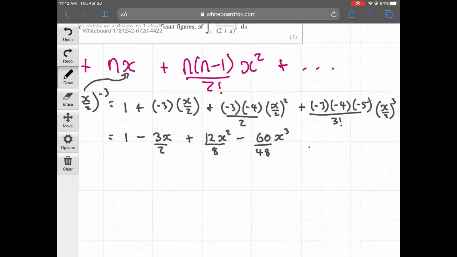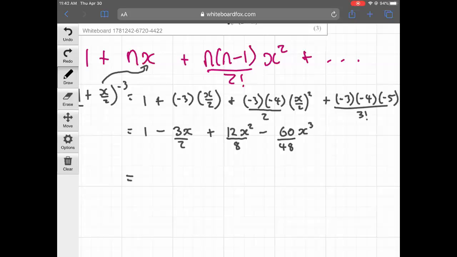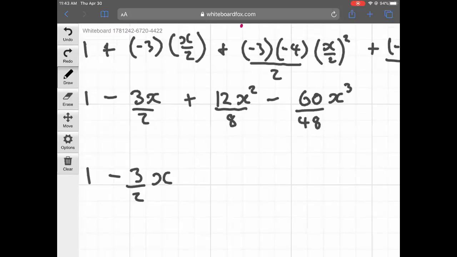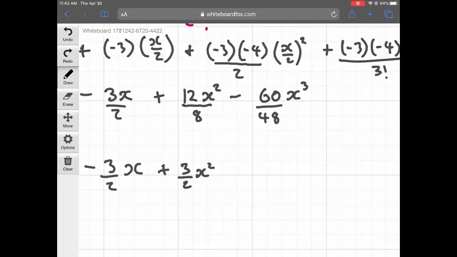Okay, now I'm not done because I need to simplify those fractions because I need them in their simplest terms. We've got 1 minus 3 over 2 is in its simplest terms. 12 over 8, well, they're both divisible by 4, so that's 3 over 2. And then 60 over 48, I don't know, I'm going to use a calculator. 5 over 4. Yeah, 5 over 4. Great. Oh my gosh, finally I got it right. Thank God. Okay, done.